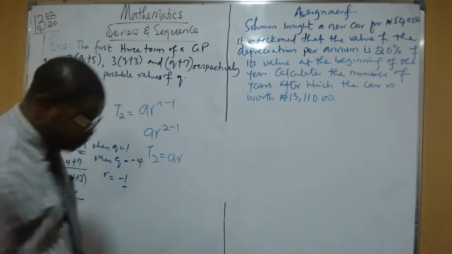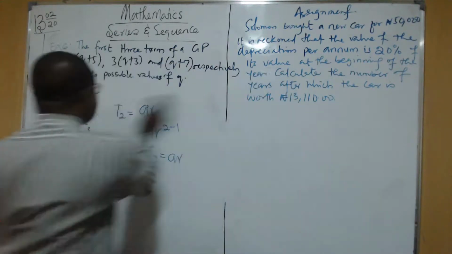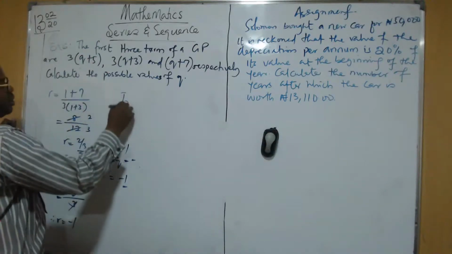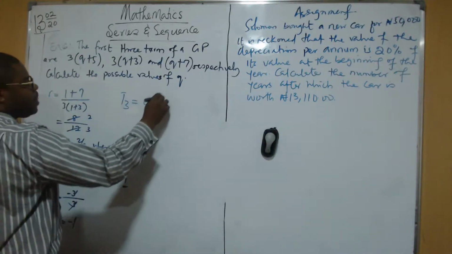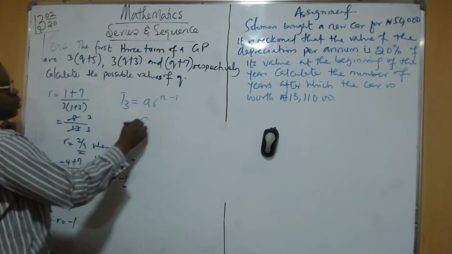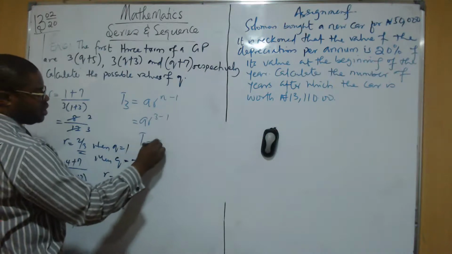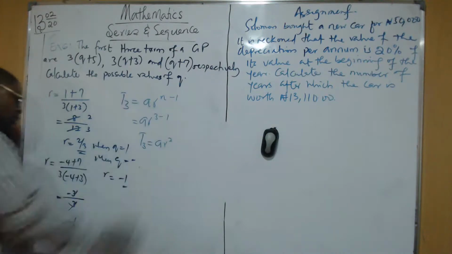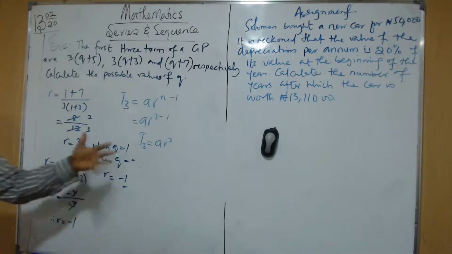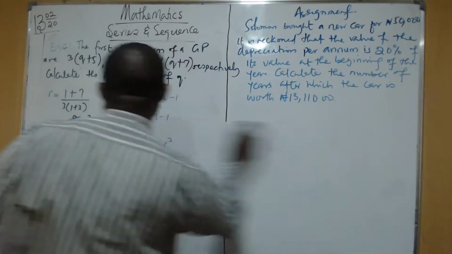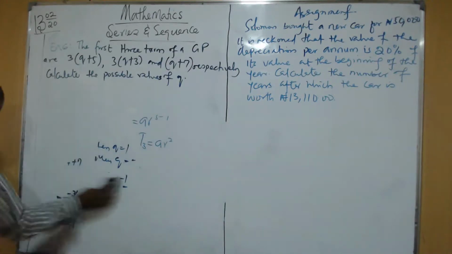Now for the third term, T3, we have A, R to the power N minus 1. So the third term, we have A, R to the power 3 minus 1. So our T3 is going to be A, R squared. So like that, we're able to know the number of terms. The number of terms of the arithmetic progression is 243. Find the number of terms. So you're going to have something like this.